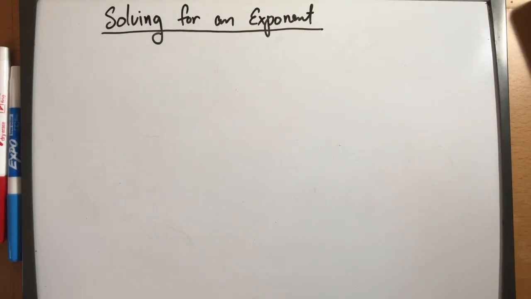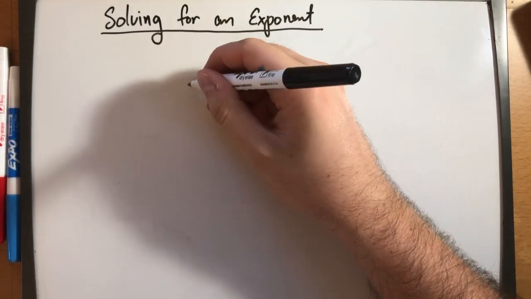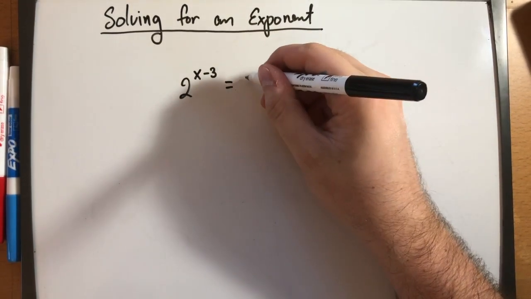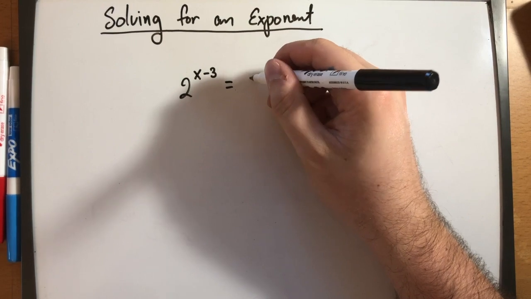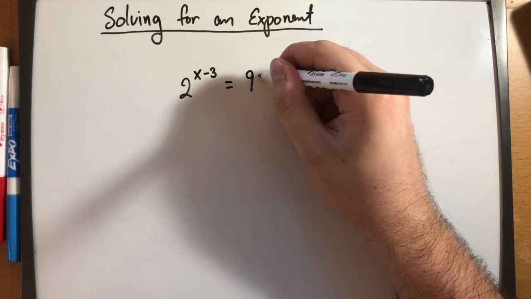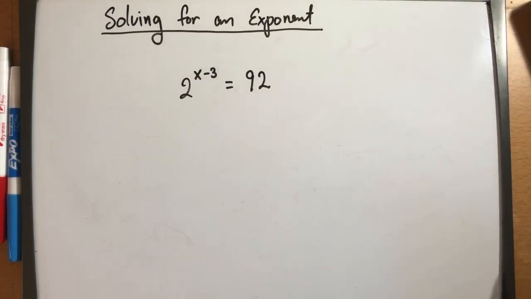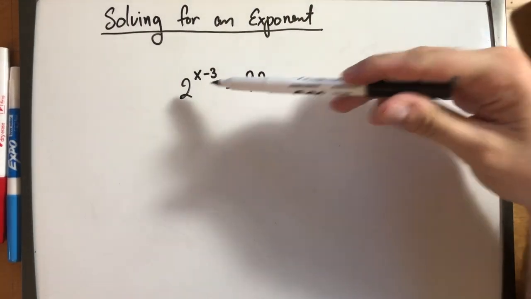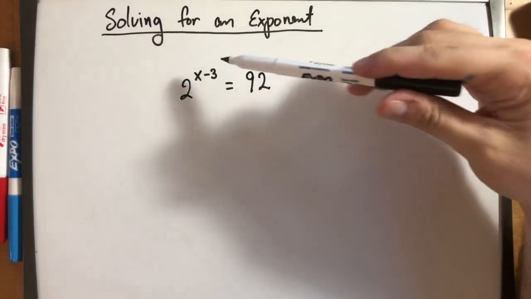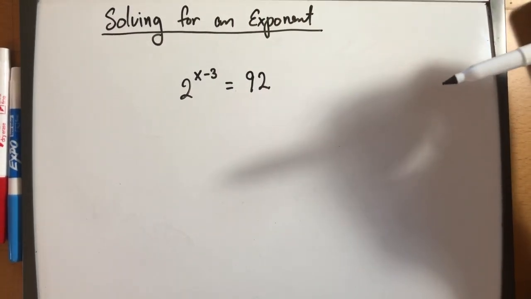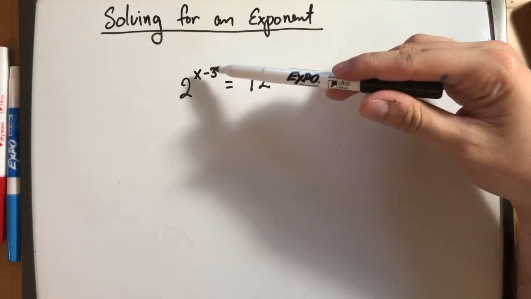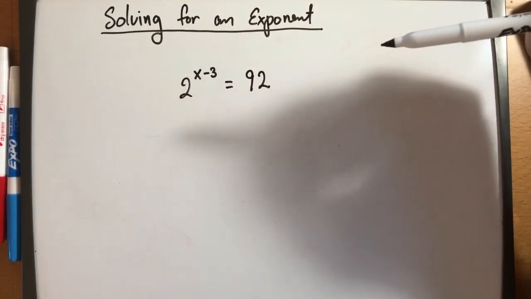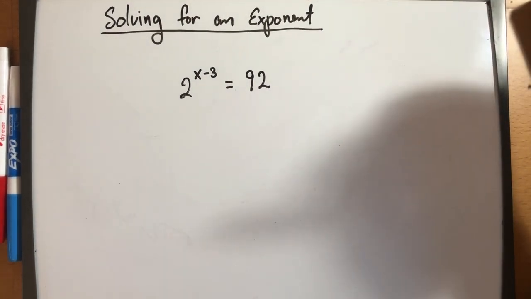Now let's take a look at more complicated problems. Let's say, for example, we have 2 raised to the x minus 3 equals 92. So here, our exponent is x minus 3. The minus 3 is part of the exponent, so there's nothing we can do to get rid of that minus 3. But notice here we have 2 raised to this exponent. I mean, it doesn't look like a very pretty exponent, but it's an exponent nonetheless, equals 92.